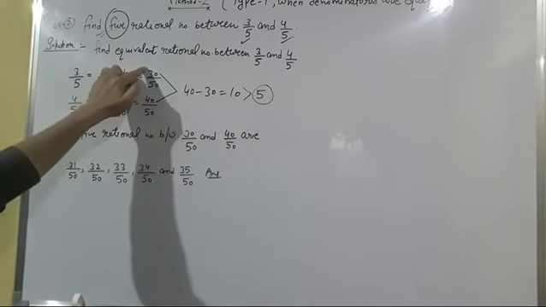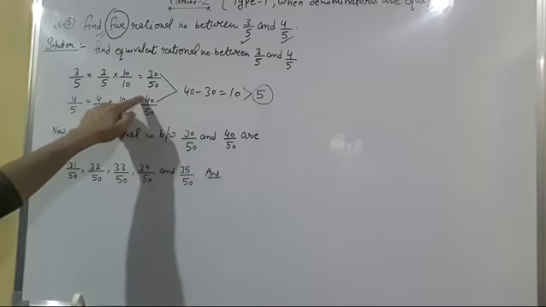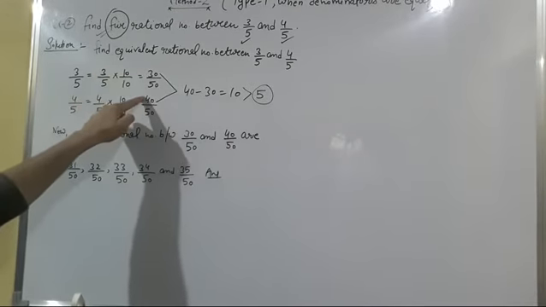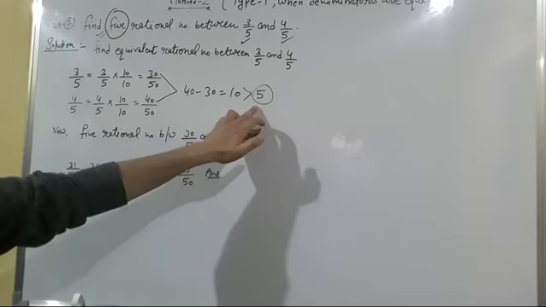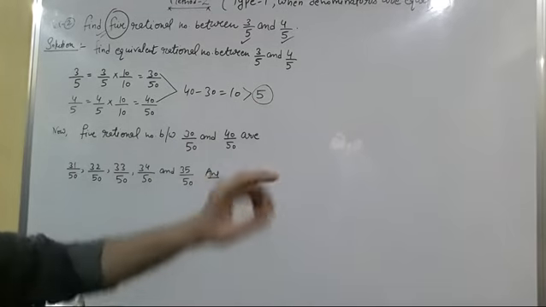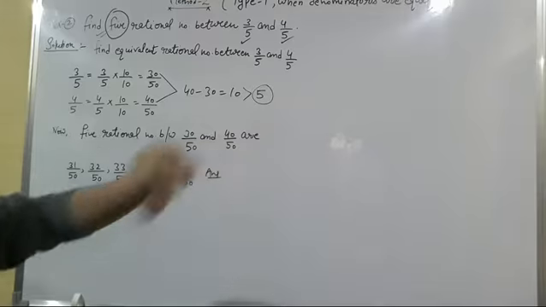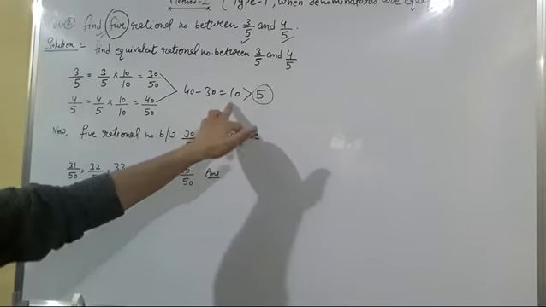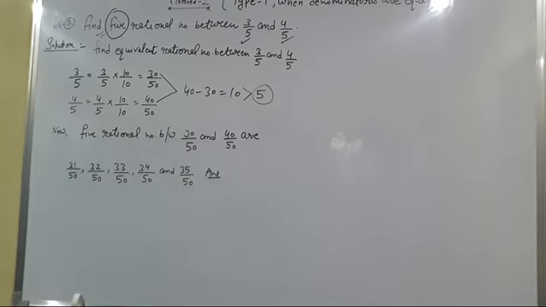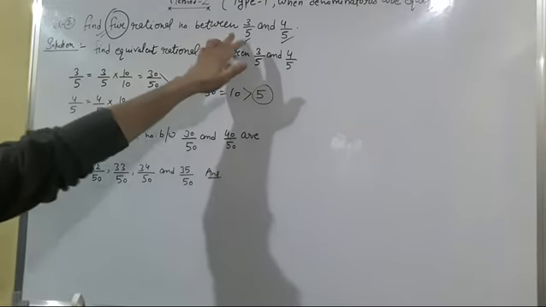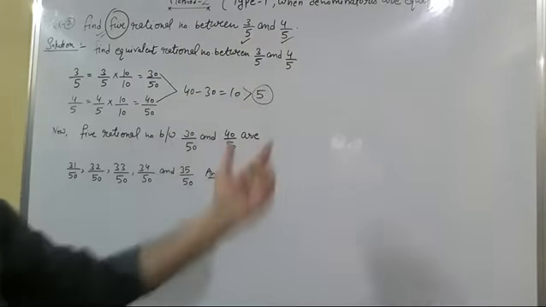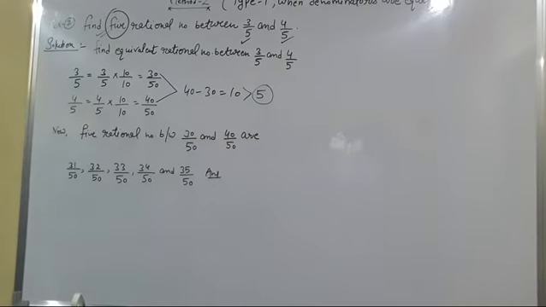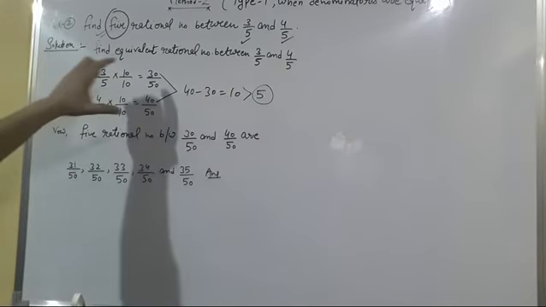Then the difference between the numerators of equivalent rational numbers should be greater than 10. Not equal, it should always be greater than 10. In this case, it should be greater than 5, and 10 is greater than 5. That's why we can find 5 rational numbers between 3 by 5 and 4 by 5 easily. What will we do next?